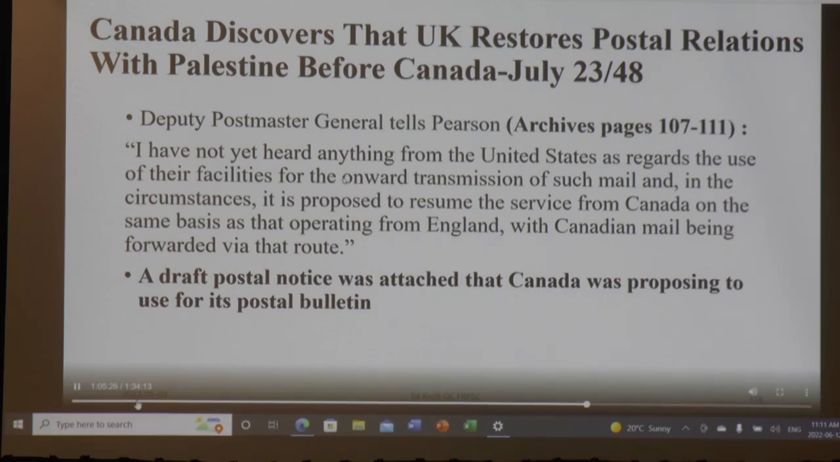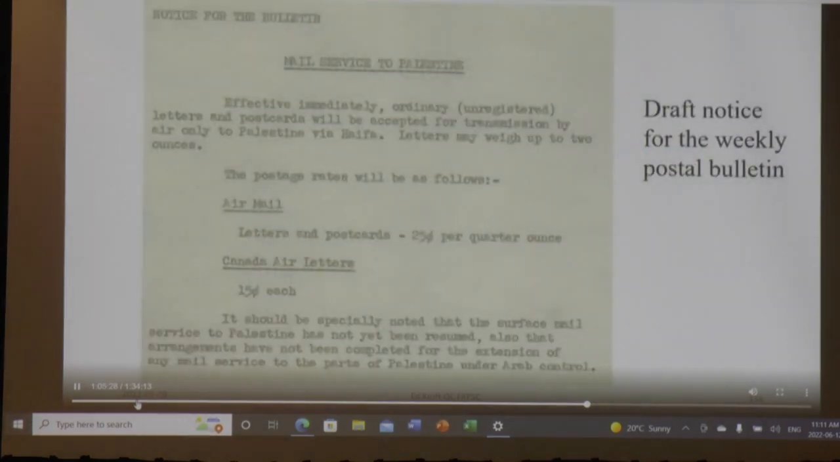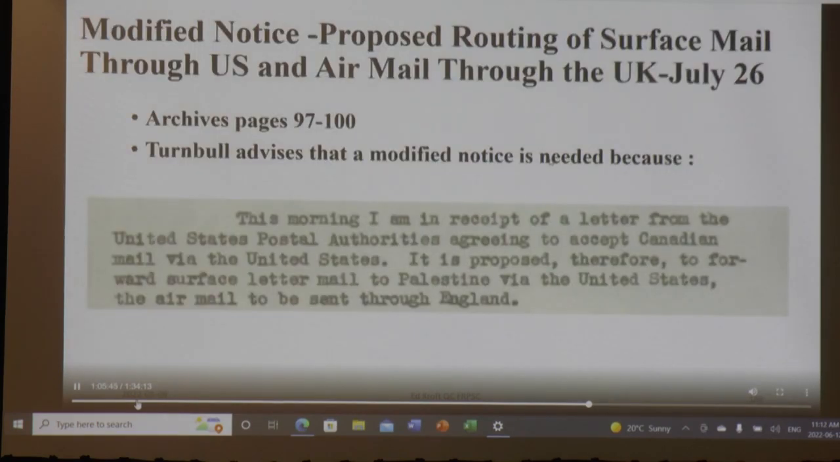And he proposed the creation of a draft postal circular. And this is what it looked like. And when you look at this circular, it looks like the British circular, mail service to Palestine. The rates and the reference to the fact that there is no mail going to areas under Arab control. And then Turnbull says, we just heard from the United States, they're happy to take our mail to Palestine by surface, by land, or by sea.